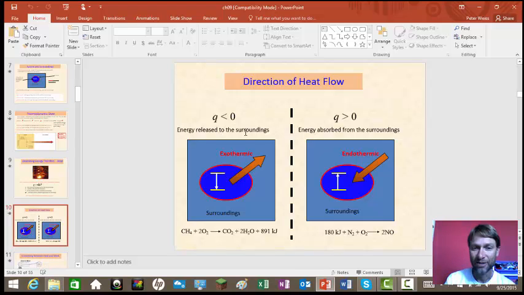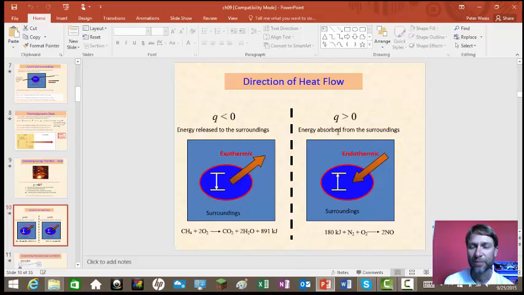When Q is less than 0, that means that the system has lost energy. It's gone from a high energy state to a low energy state, and energy has been released to the outside part of the system, which we'll call the surroundings. So this is called exothermic. An exothermic reaction gives off heat. Conversely, an endothermic reaction takes in heat. The system starts out at a lower energy level, and the heat provided by the surroundings bumps it up to a higher energy level, and thus Q is positive.